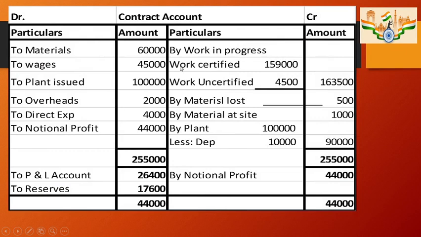So by work in progress, work certified 1,59,000, work uncertified 4,500. So total is 1,63,500. By material lost, so materials will be introduced 60,000. So material lost is also there, that is 500. Then by material at site, that is 1,000. Okay. By plant 1 lakh, less depreciation 10,000, remaining is 90,000.